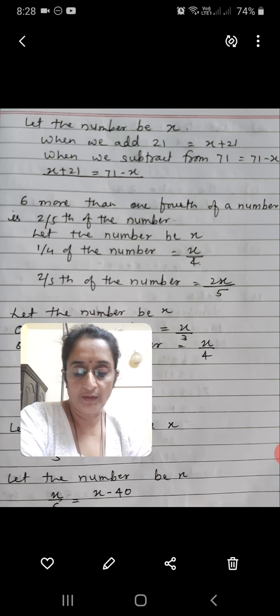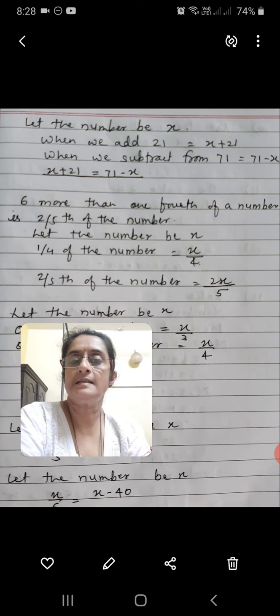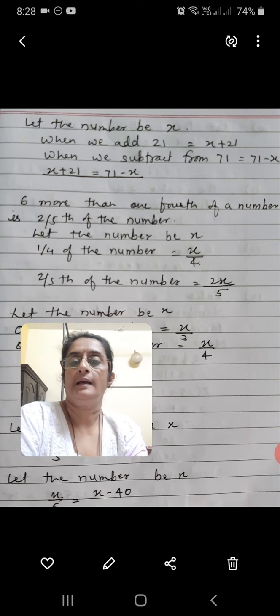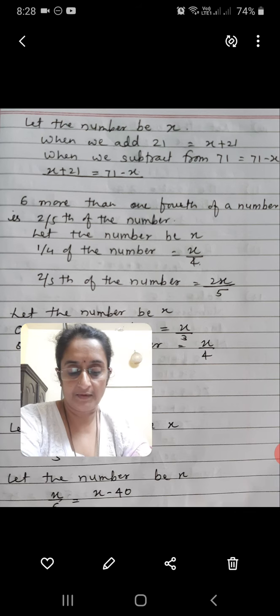Then the sixth one. Six more than 1/4 of a number is 2/5 of the number. Find the number. So if you take 1/4 of a number and add 6 to that, that gives 2/5 of the number. Okay. So what is the equation? Let the number be x, and 1/4 of the number is x upon 4, and 2/5 of the number is 2x upon 5. So what is the equation given?